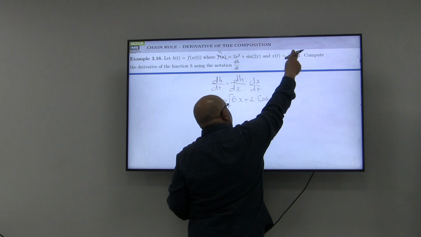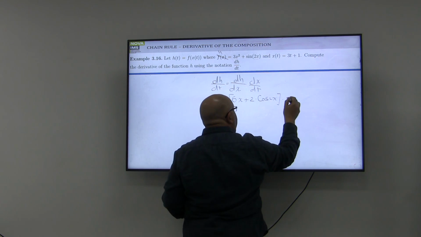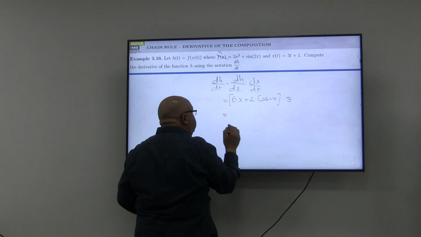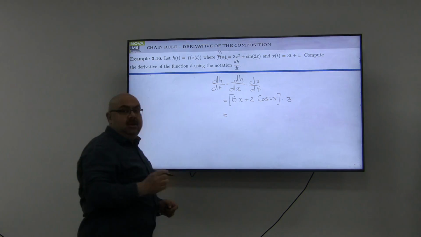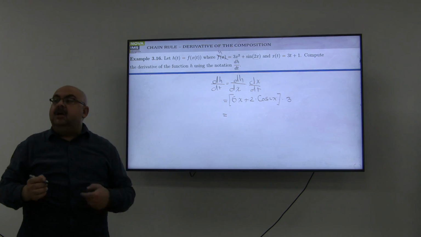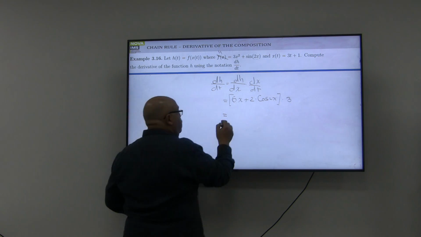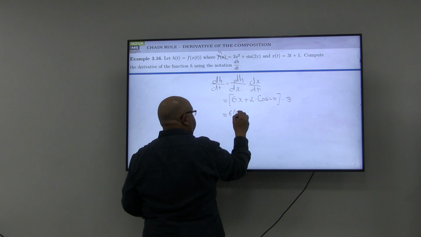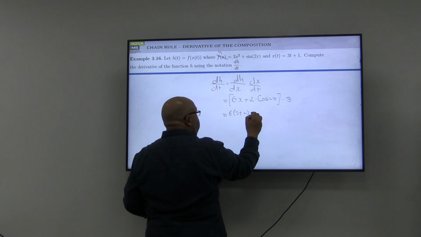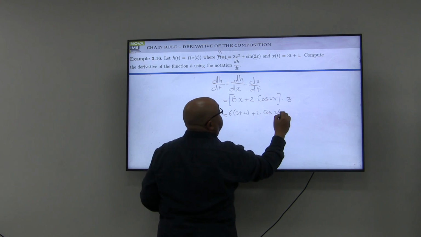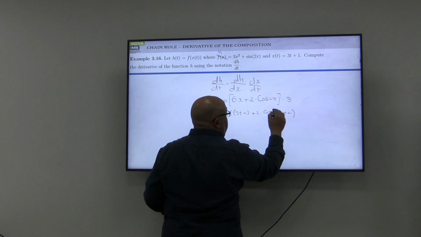Differentiate with respect to t, so it's going to be times 3. Finally, I will substitute instead of x in each part its main value, which is 3t plus 1. So you will have 6 times (3t plus 1) plus 2 times cosine of 2 times (3t plus 1).